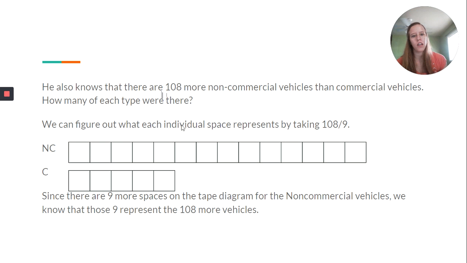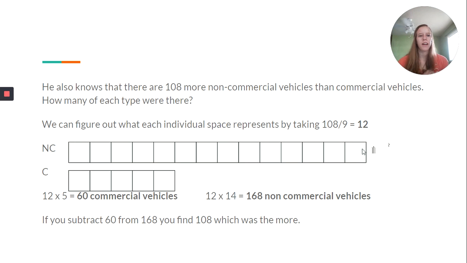So he knows there are 108 more. So we can find out what each individual square represents by taking 108 divided by 9. And then that'll tell us each individual one. So we find that that is 12. So each of the little squares represents 12 vehicles.